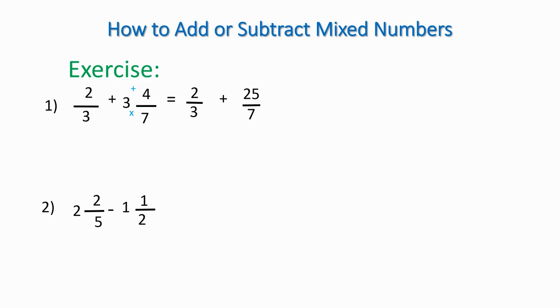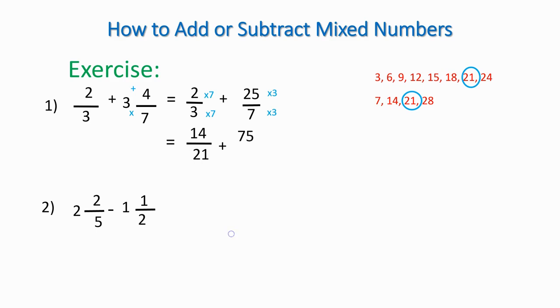And then find the common denominator, by finding the multiples and finding the least common multiple. Here you have 21, so make both denominators 21. For 2/3, you multiply the top and the bottom by 7. So 2 times 7 is 14, 3 times 7 is 21. And the same with the second one, you multiply the denominator by 3 to get 21. And you also multiply the numerator by 3, giving you 75 over 21.